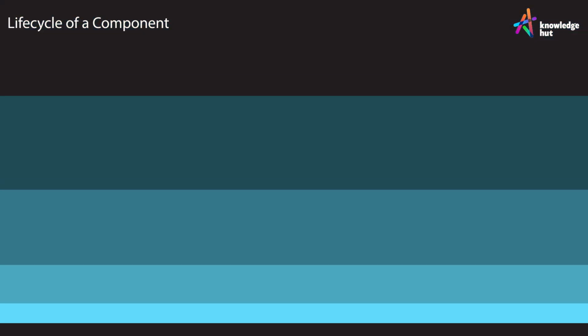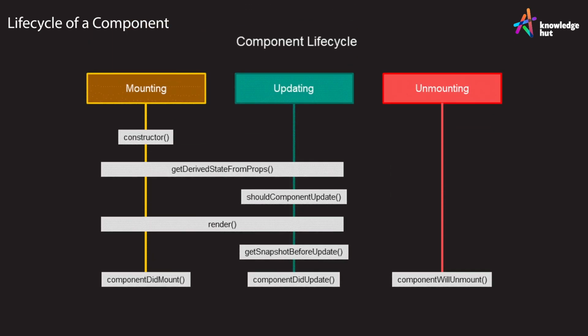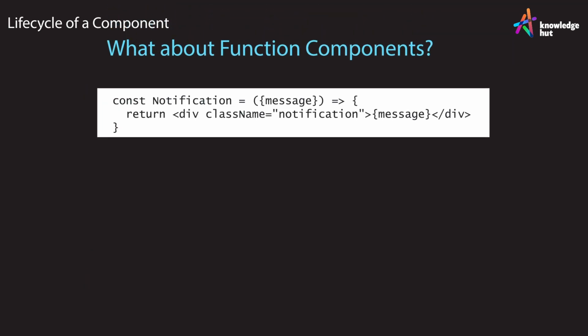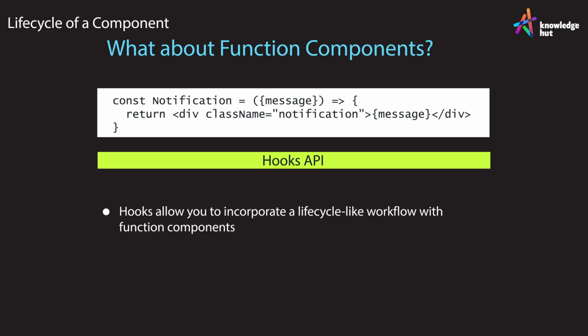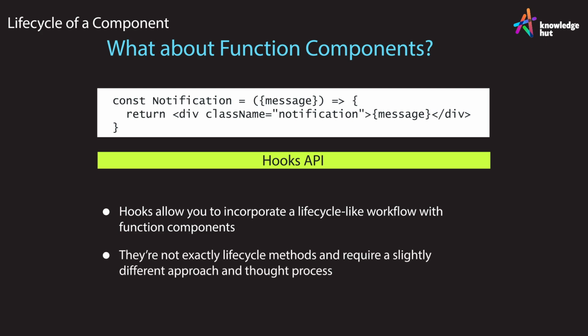As you've seen in this video, a class component offers milestones along its life as it goes from creation to destruction. These lifecycle methods offer incredible opportunities for us to customize behavior and implement optimizations that can massively improve the performance of your React application. But what about function components? Can we incorporate lifecycle methods in function components? The answer is yes and no. What I mean is, yes, you do get a somewhat equivalent workflow using the hooks API. And no, because they're not exactly lifecycle methods and require a somewhat different approach and thought process.